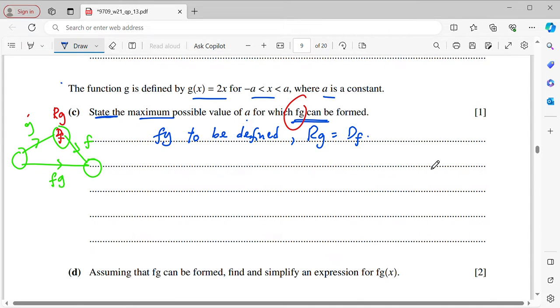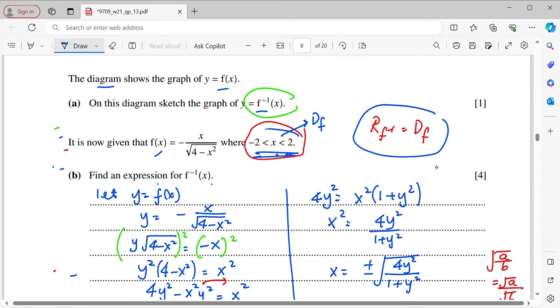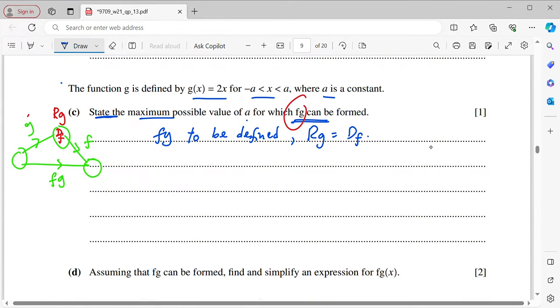So now let's look at the domain f. The domain f is minus 2 to 2. So that's our domain f. Then the range g is going to be 2x. So when you substitute this, the range g is going to be g(x) between negative 2a and 2a.